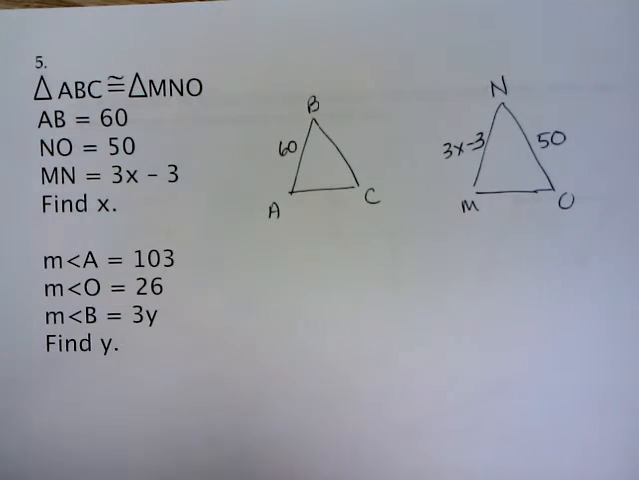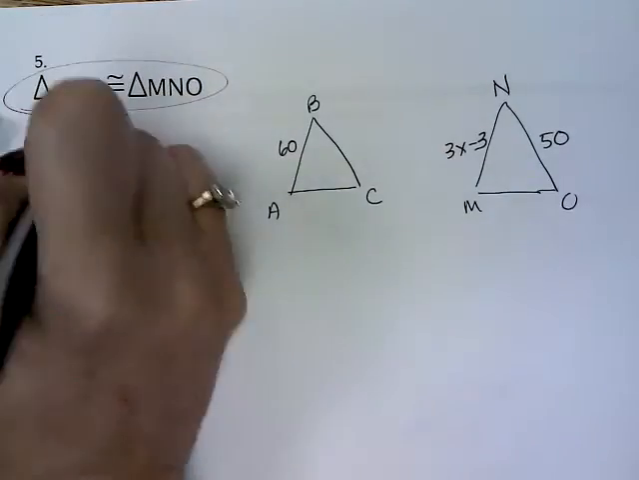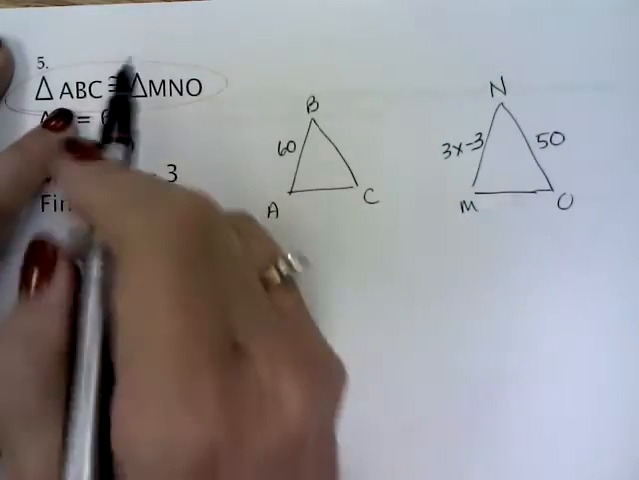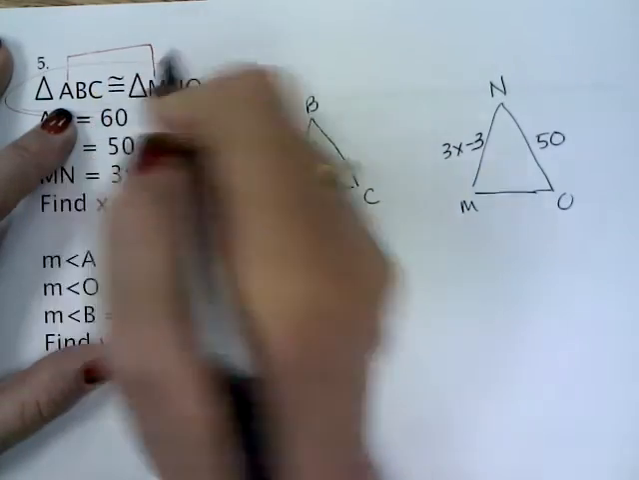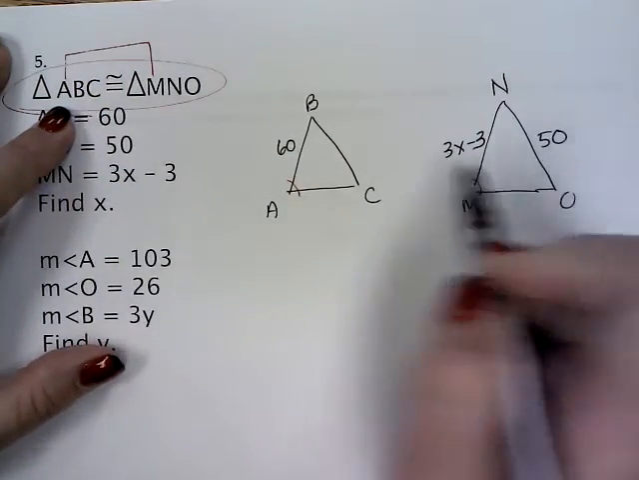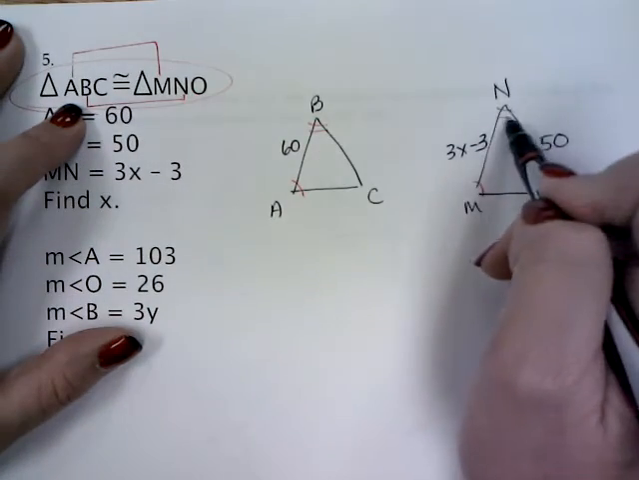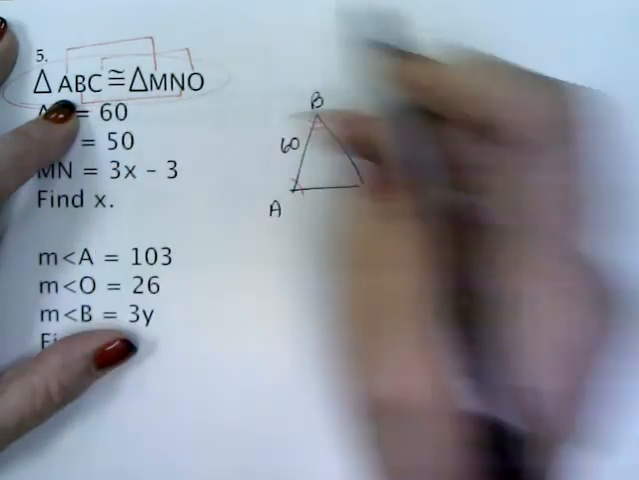Now, with this, one thing I forgot to mention. Right here is my congruence statement. It tells me who's congruent to who, when, where, and why. It says that A is congruent to M, B is congruent to N, and C is congruent to O.